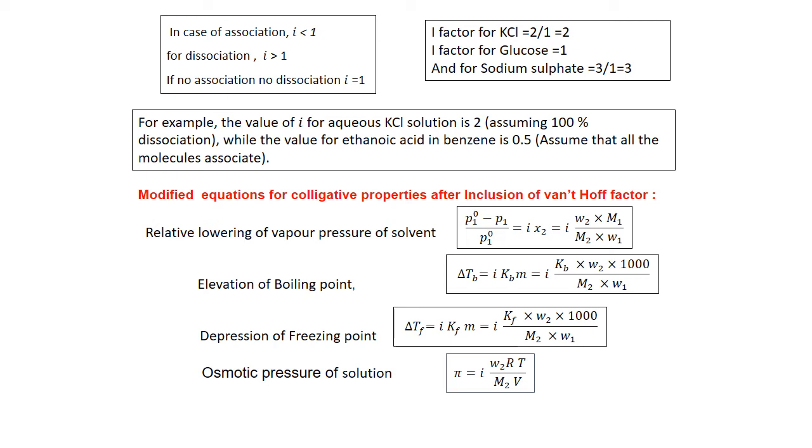For example, the value of i for aqueous solution of KCl is 2. The i factor is 2 because it is considered as 100% dissociated, because it is a strong salt. While the value for ethanoic acid, acetic acid in benzene is 0.5, we assume that all the molecules associate. So 1 by 2.